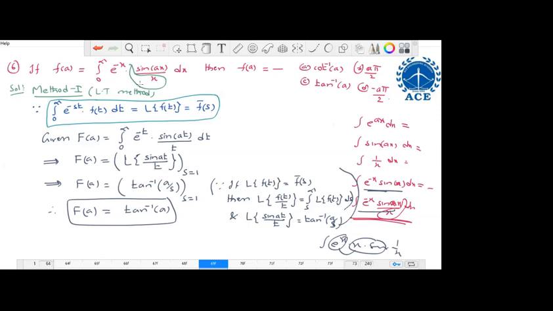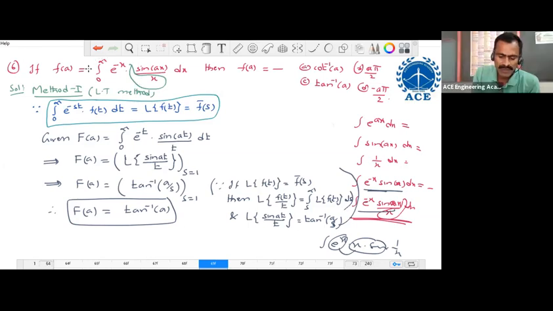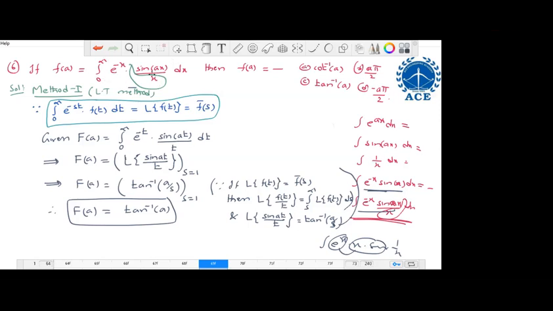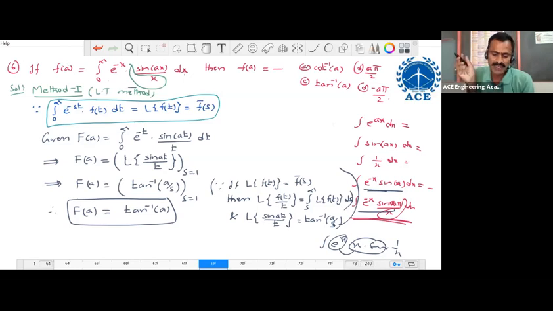Sir, here they have given f of a, and our function is in terms of x. Actually, after the evaluation of this integral, we get a function of a only. Inside the integral the function is a function of x. A is constant, and the integral is with respect to x. After integrating this function with respect to x, we get a function of x, and then we substitute limits so that we get a function of a. That is f of a. We are not integrating with respect to a, right? No. The integral is with respect to x only.